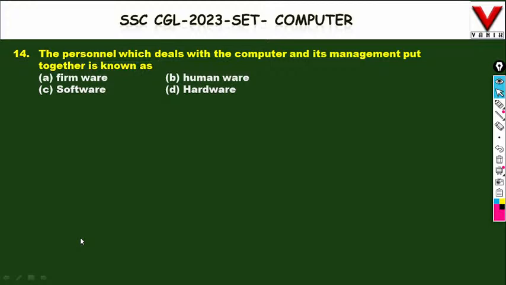Second one is humanware. Humanware is a person who is always related to the computer system and its management put together. Software is the set of programs. Hardware is the touchable part of a computer system, which you can see and touch. Software is the installable part of a computer system. So the answer is humanware.